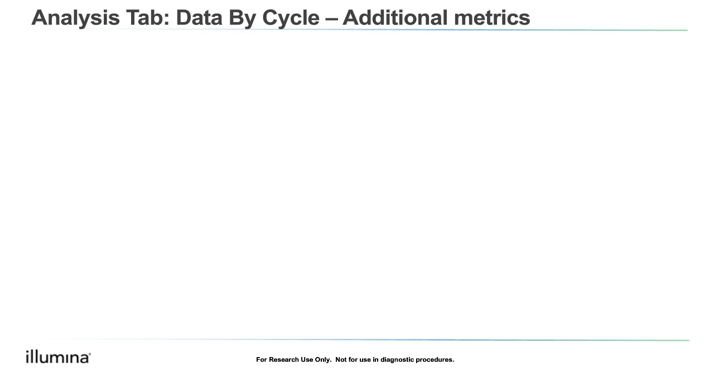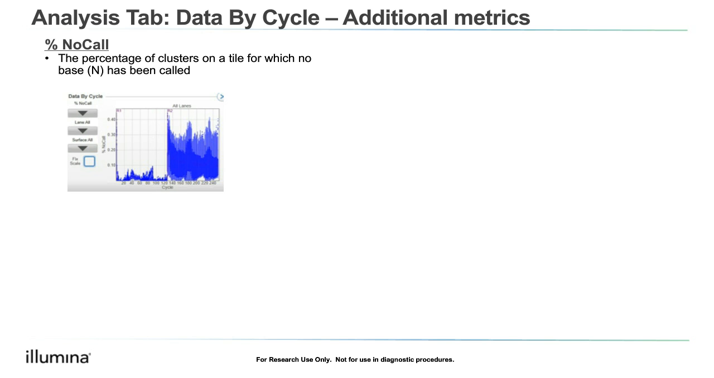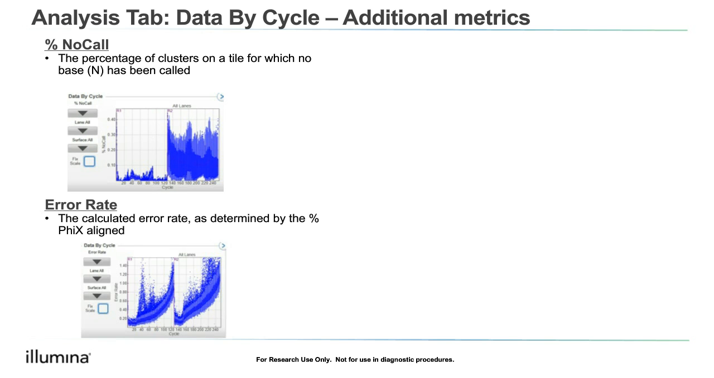Here are a few additional metrics in the data by cycle graph. In the percent no calls graph, the amount of N, or no calls per cycle, is shown. The error rate will be populated if PhiX is spiked in a lane because the error rate is based on the error of the known PhiX sequence.